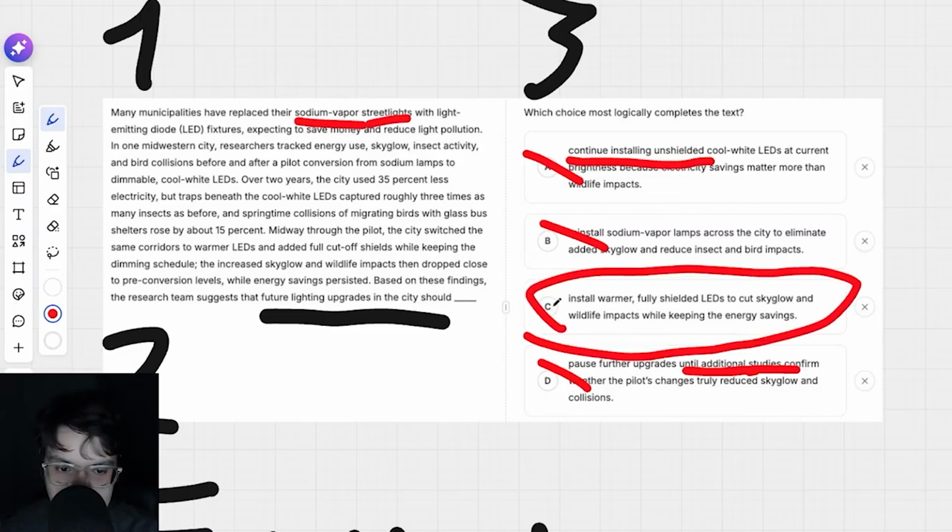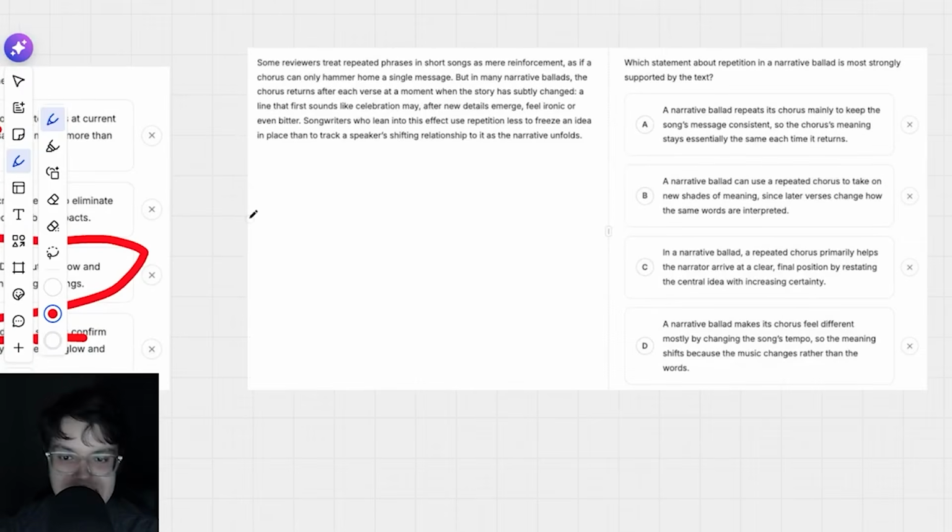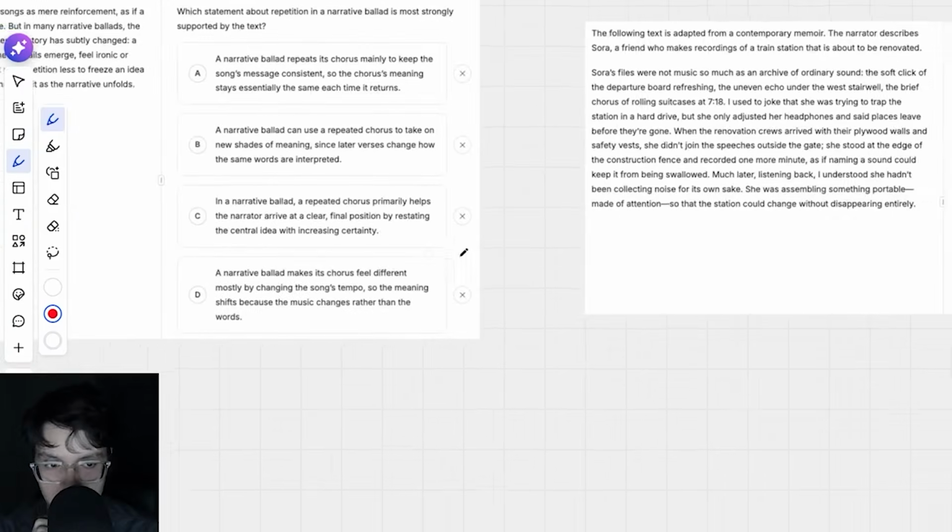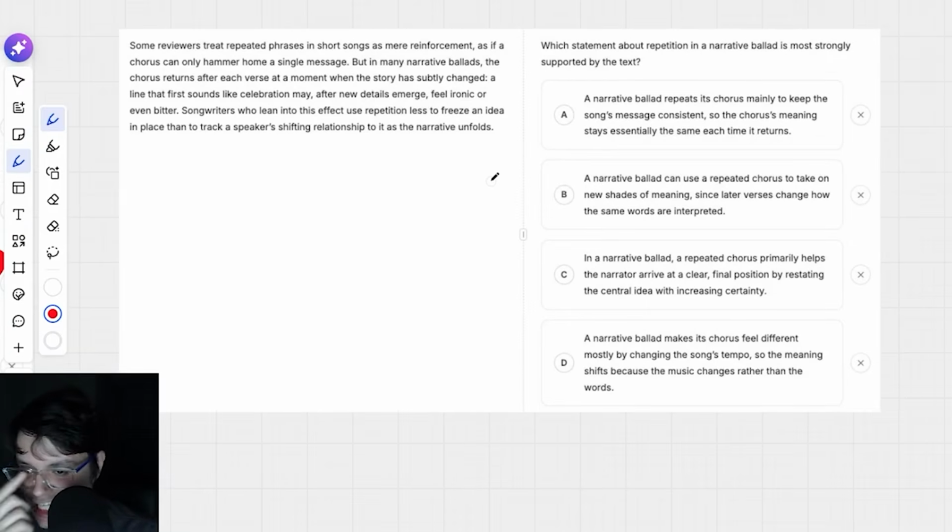Okay, so this is all the basics of it. Now I'm just going to go through a few more examples and say some other strategy stuff about the passage questions as well. So same process here, just going to go through the exact same thing again.